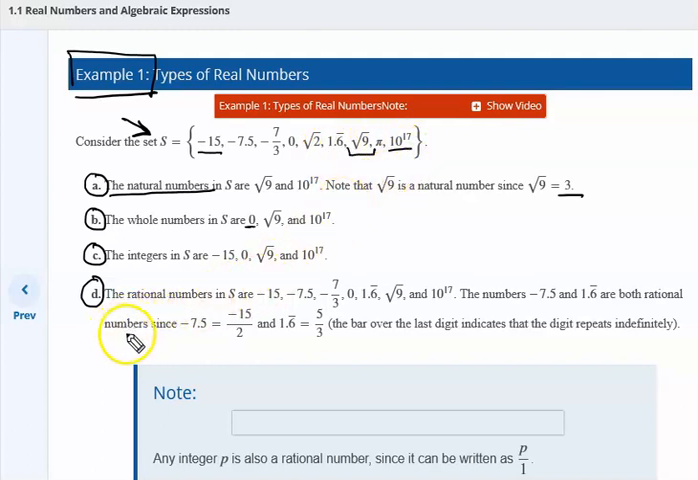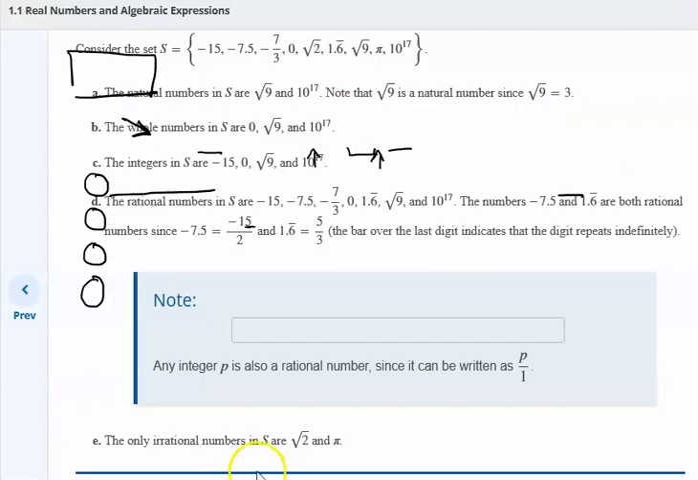And now, what would be the irrational numbers that we'll see down below here a little bit? Well, we have the square root of 2. That's going to be letter E here, and pi. Okay. And we see that at the bottom.